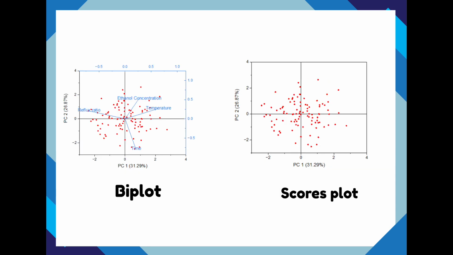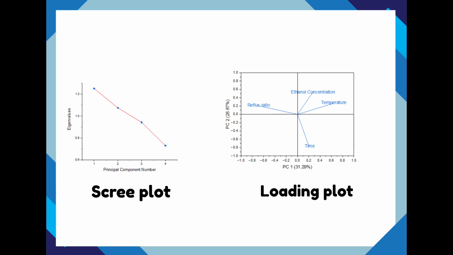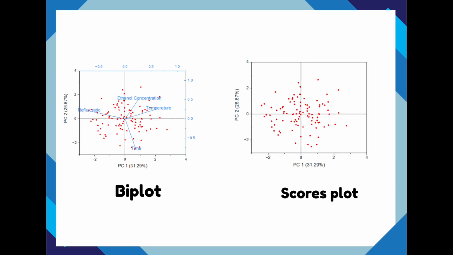Next is the scores plot, which maps each sample based on its PC1 and PC2 values. Each red dot represents a time point during the distillation process. Clusters in this plot indicate stable operating conditions, while outliers may signal unusual behavior or off-spec purity.